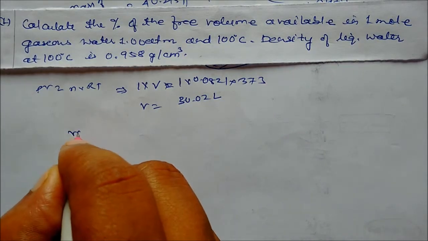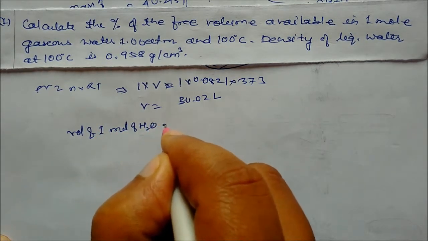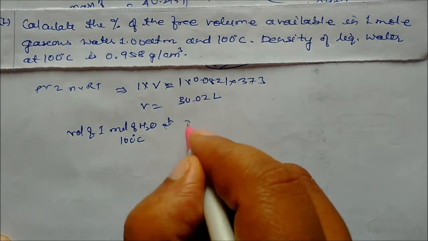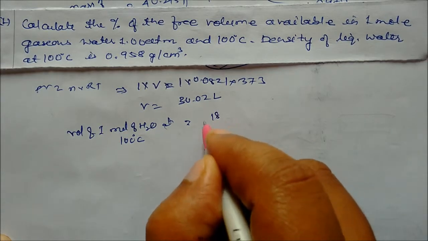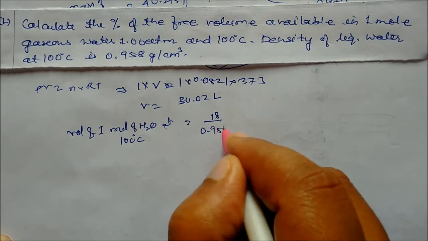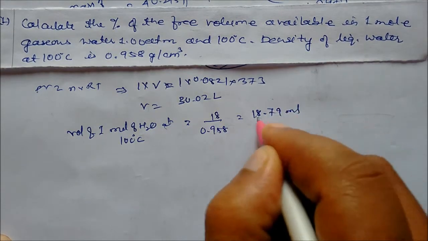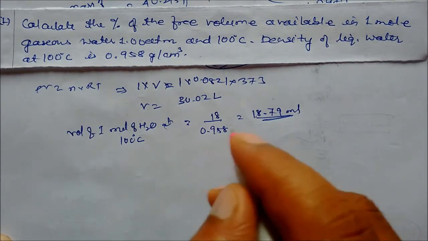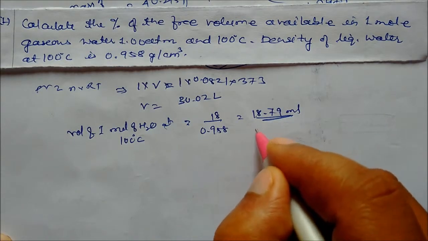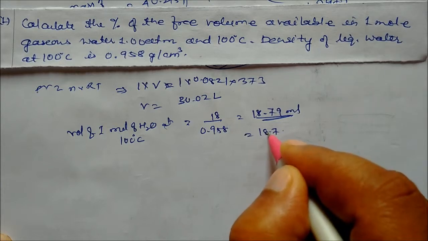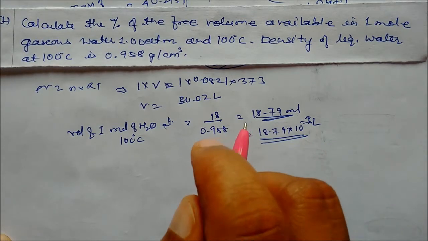Now we have to find the volume of 1 mole of water at 100 degrees centigrade. At 100 centigrade, what volume does 1 mole of water occupy? 1 mole of water means 18 grams, and the density is 0.958 gram per ml. On dividing, we will get 18.79 ml. This is the volume occupied by the mole of water at 100 degrees centigrade. Converting it, this is 18.79 into 10 power minus 3 liter, in terms of liters.